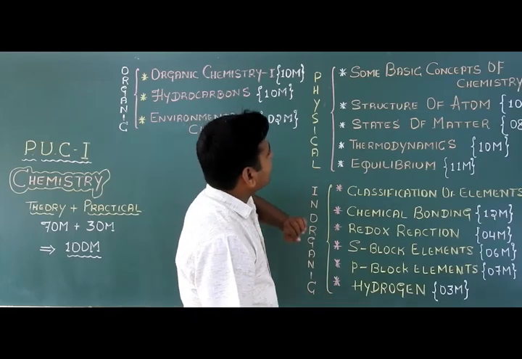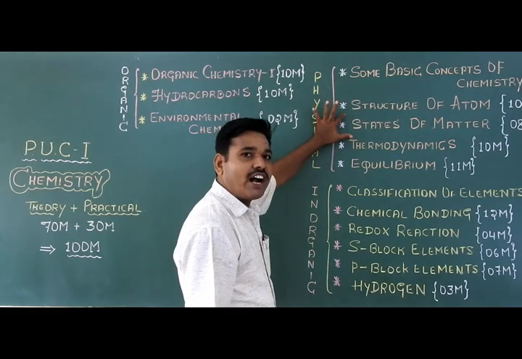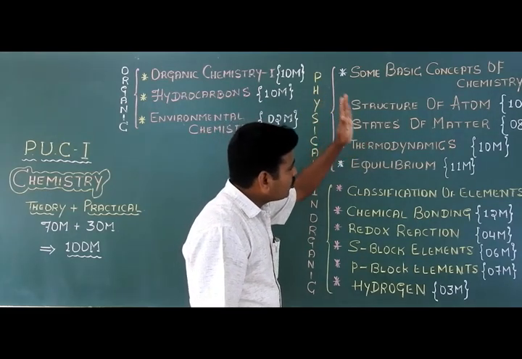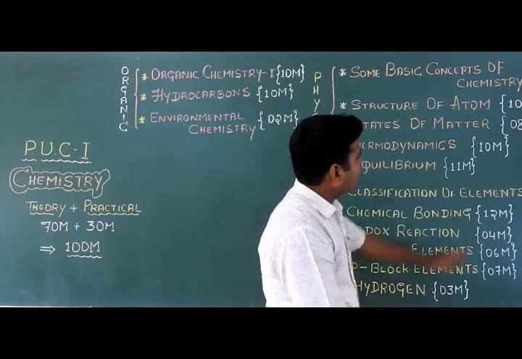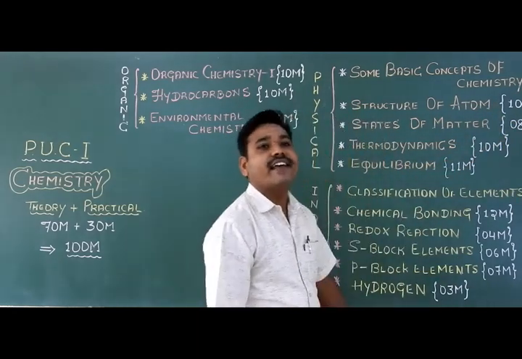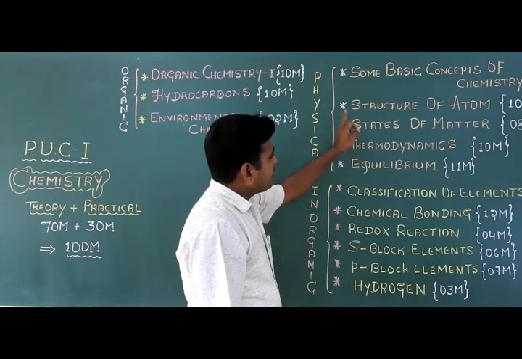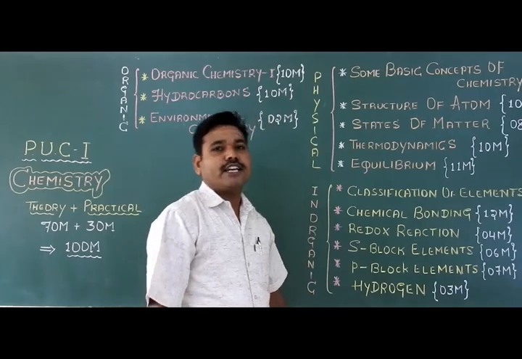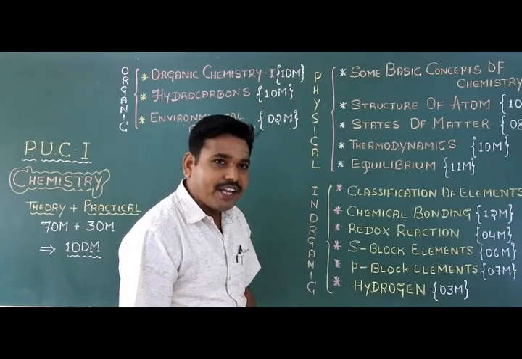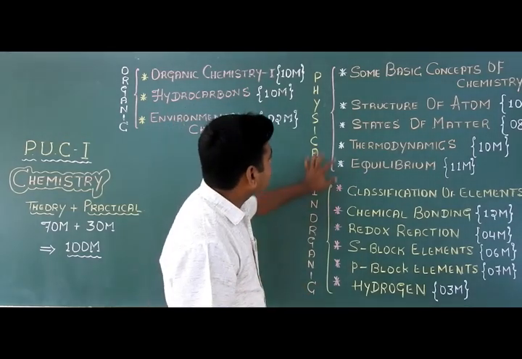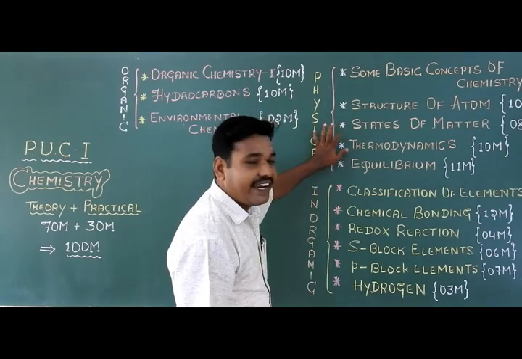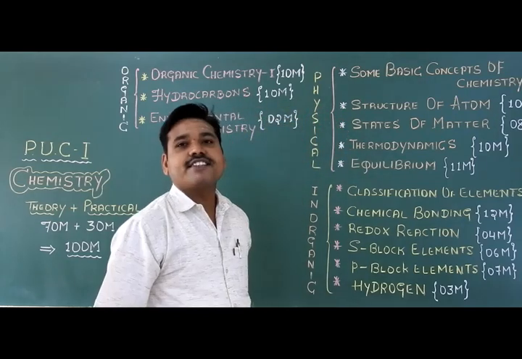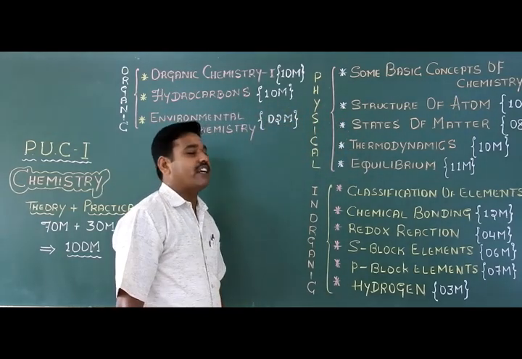The second physical chemistry chapter is the Structure of Atom, and its total weightage is 10 marks in the final examination. Now coming to the third chapter in the physical section, that is States of Matter. Here the total weightage of States of Matter is 8 marks in the final exam.